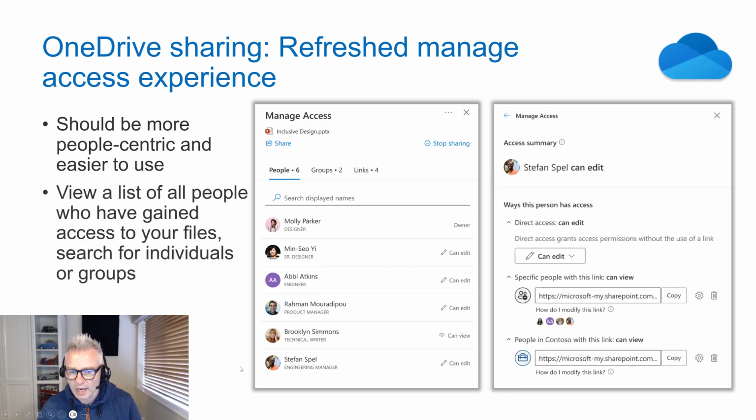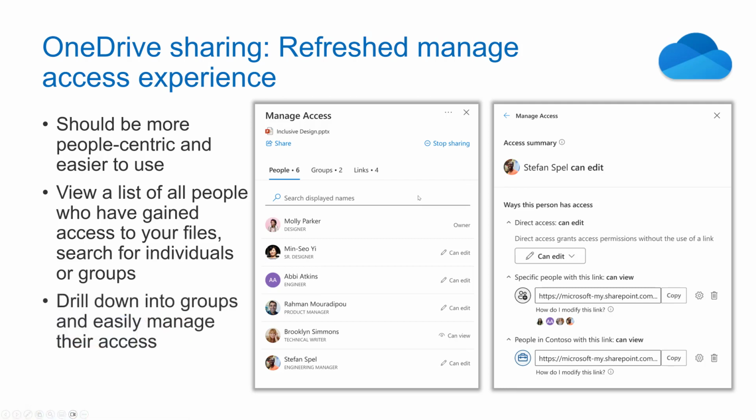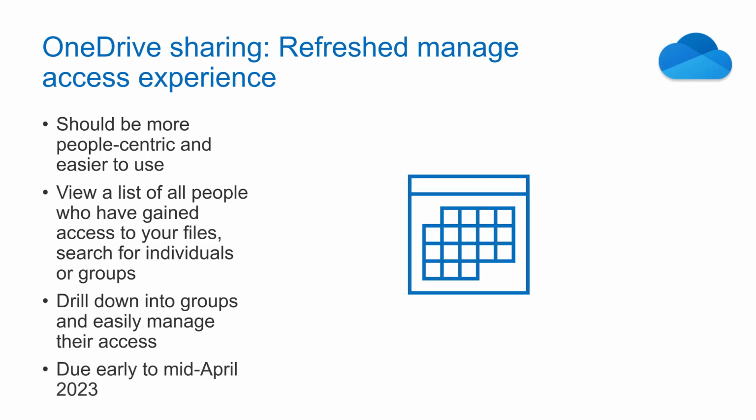So we can see a list of all the people that we shared with here in the center, and then if I click on one of these, let's click on Stefan, you can see that over on the right hand side it shows all the details of the share that he's got and the access that he or she has. So you can drill down on groups as well. I'm not clicking on it here, but you can see I'm highlighting the ability to go into the groups. And that, folks, was due early to mid-April 2023. That's obviously out of date. I think that must be June.